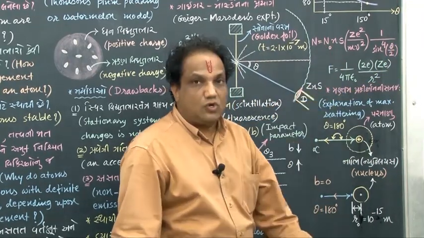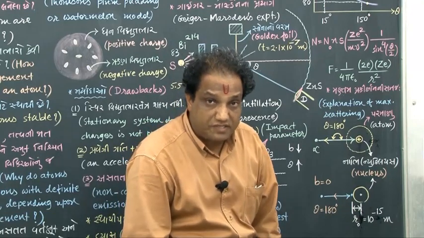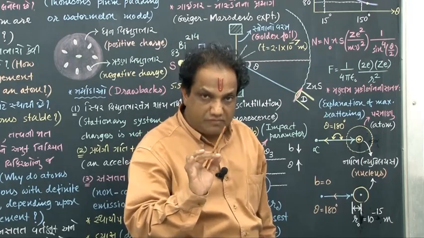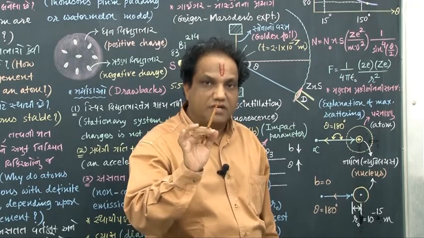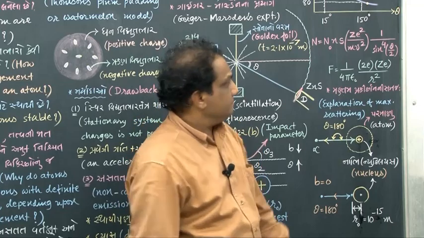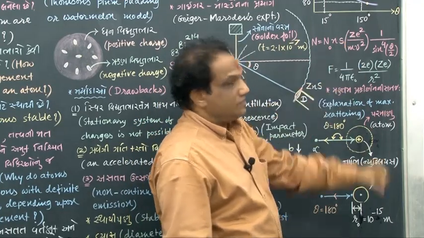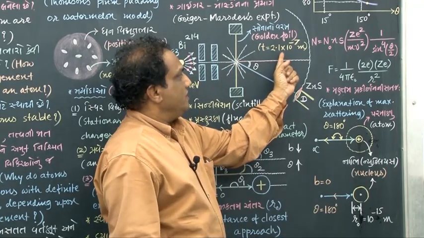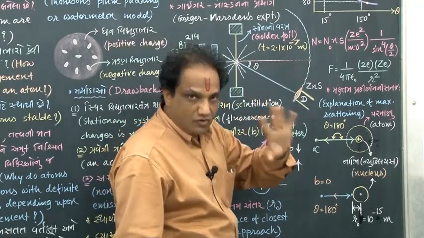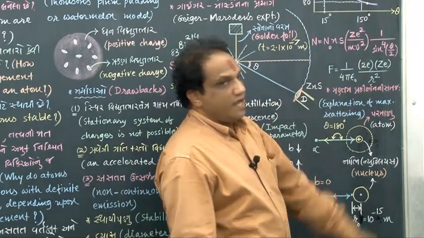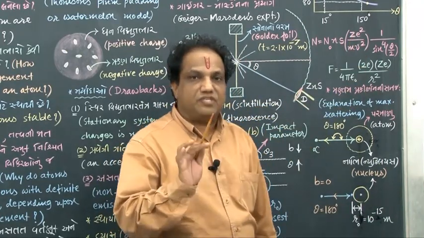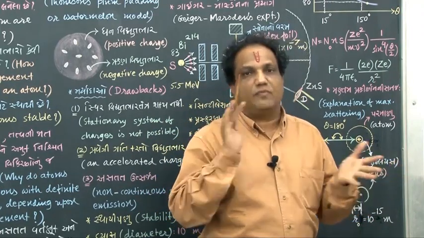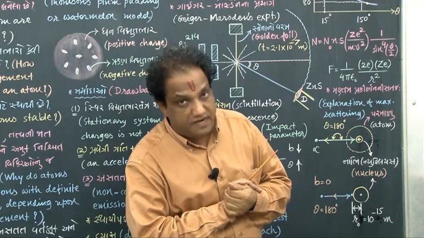N0 is the total number of alpha particles made incident. Small n is the number of atoms per unit volume in the gold foil. What is small s? The thickness of the gold foil, which we had taken as 2.1 × 10^-7 meter. What is Z? The atomic number of the element, which is gold. For gold (Au), the atomic number is Z = 79.